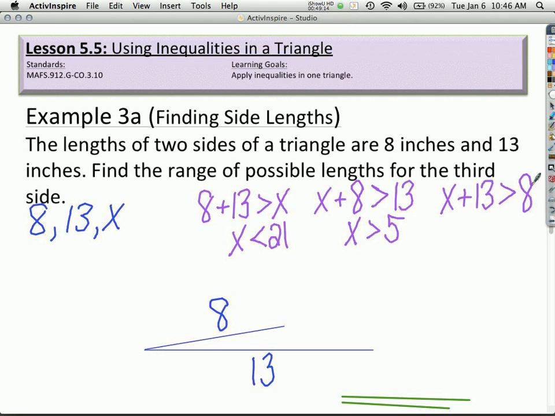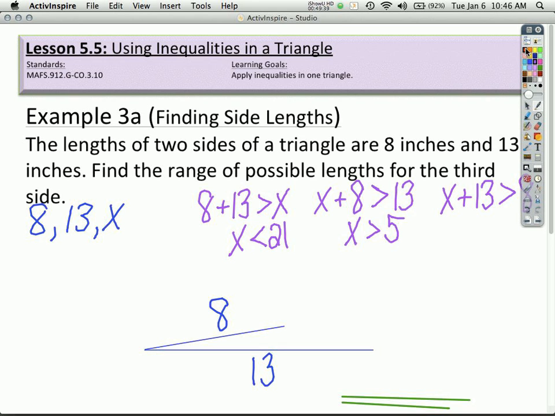Is that possible? So someone tell me why we should have known just by looking at this that it wasn't going to work. Why is it not going to work? John? 13 is greater than 8 already. Yeah, 13 is greater than 8 already. You can't add anything to 13 to make it greater than 8. It's already greater than 8. This just wouldn't make any sense.